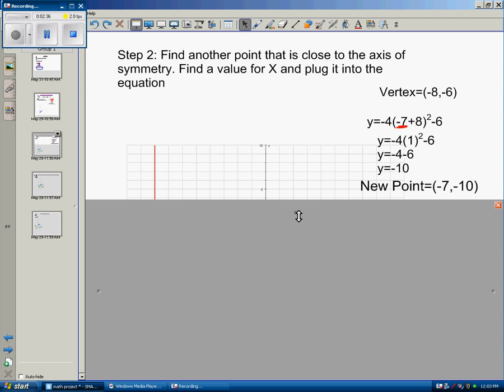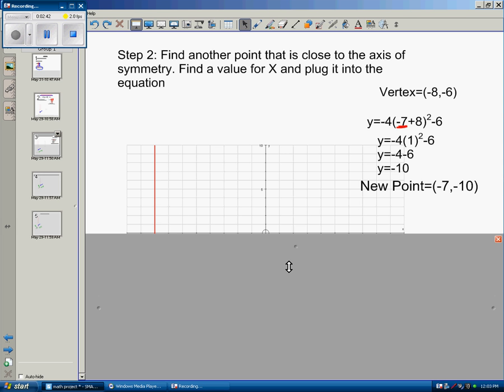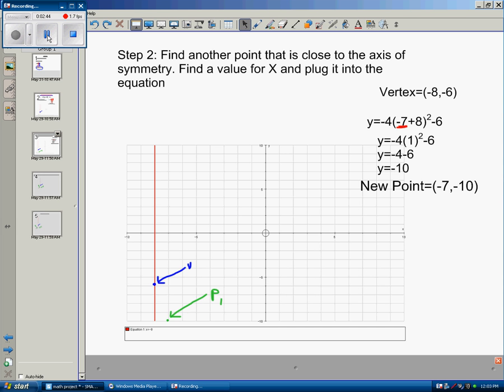Now, you should graph this as point 1, or P1, on your graph, and it should look like this. Point 1 is 1 unit to the right and 4 units down.